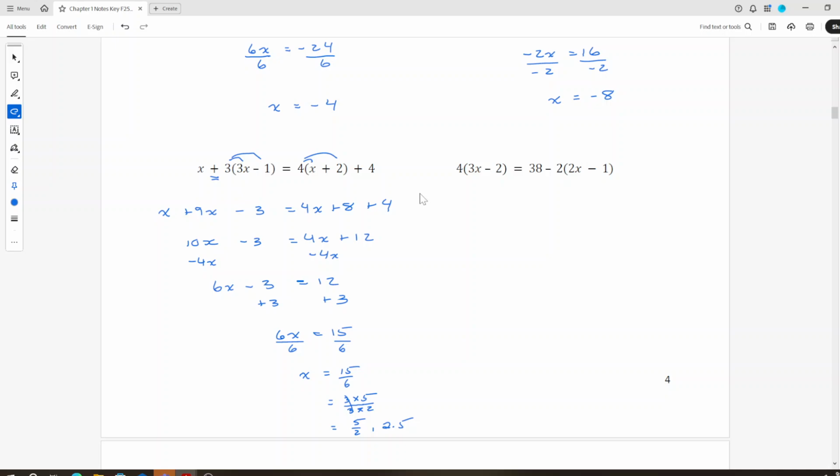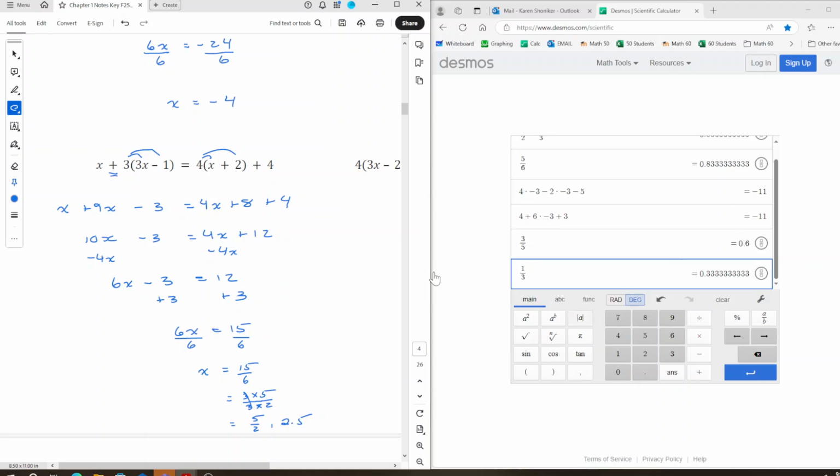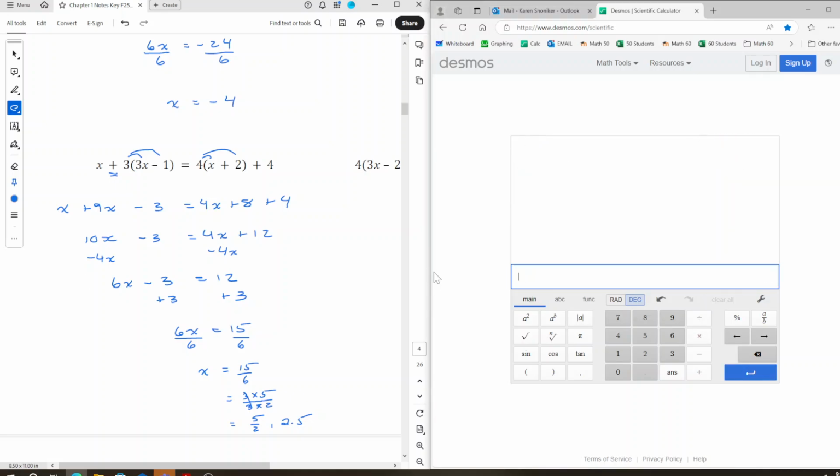If you went to go check this, you could plug in 5/2. Let's just do this one. If you were to plug this one into your calculator, you would plug in 5/2. So 5 divided by 2, or just put in a 2.5. Plus 3 bracket 3 times 5 divided by 2 minus 1 bracket. So I'm putting it in just as I see it. And that gives me 22.